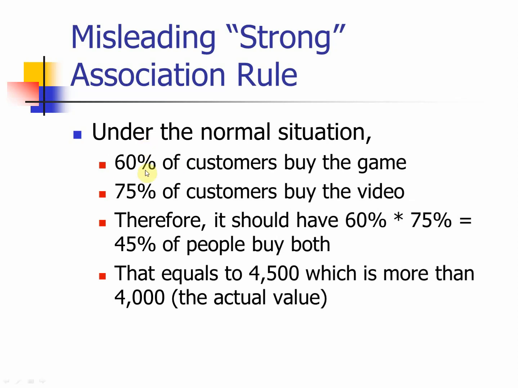So think about this. While 60% buy the game and 75% buy the video, those two percentages are actually very high. Therefore, if you take 60% multiplied by 75%, that gives you 45%. If the items were independent, then you should naturally have 45% of customers buying both of them. But in fact, only 40% purchase that way. And therefore, you can see it's actually less than that 45%, indicating they are less likely to purchase the two items together. And this is the additional layer of checking your strong association rules.